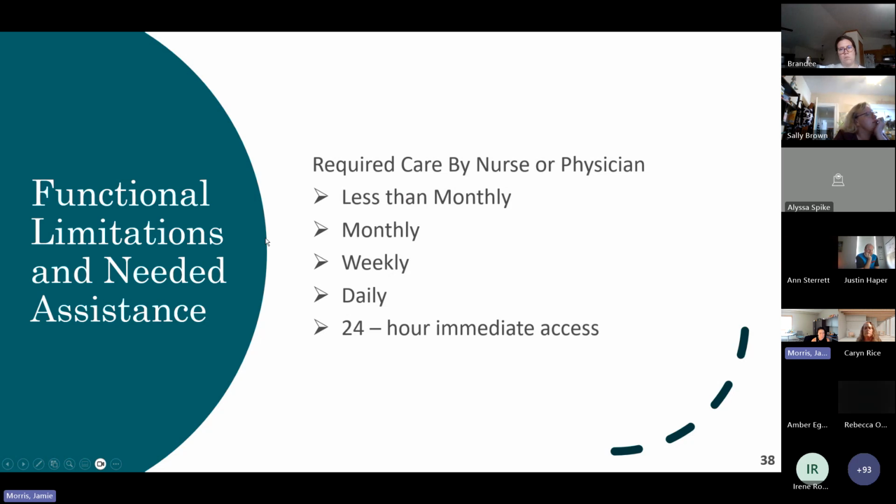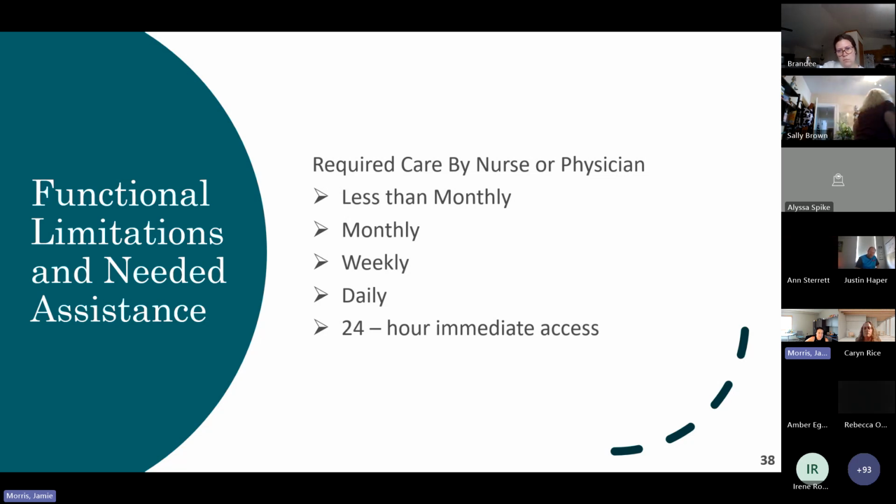Number 6, which is the required care by nurse or physician. This one, we have the options of less than monthly, weekly, daily, and 24-hour immediate access. So this is going to be marking 1 that indicates the intensity of the health care that's required. If they're only receiving annual exams and that's their only contact with a nurse or physician, we would be marking less than monthly.